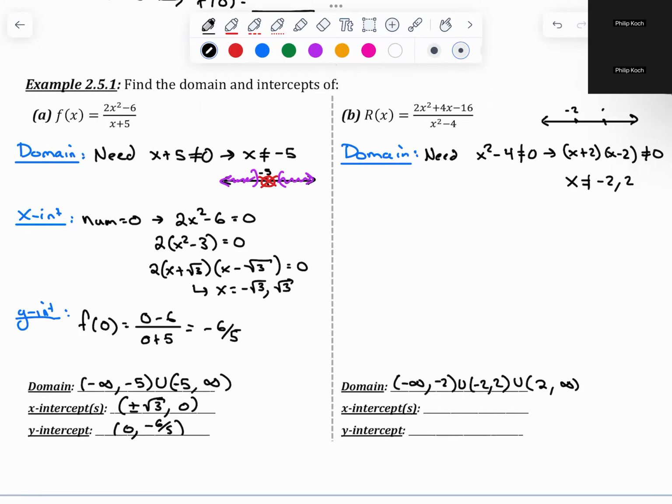here's negative 2 and 2. Those values need to be plucked out. And everything else in between and outside is fair game. Draw the number line if it helps, but you don't need to. So the only issues are negative 2 and 2. Now we'll find the x-intercepts.